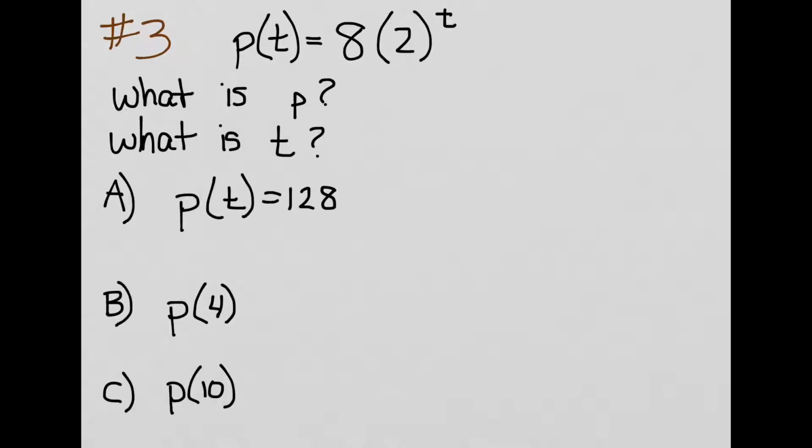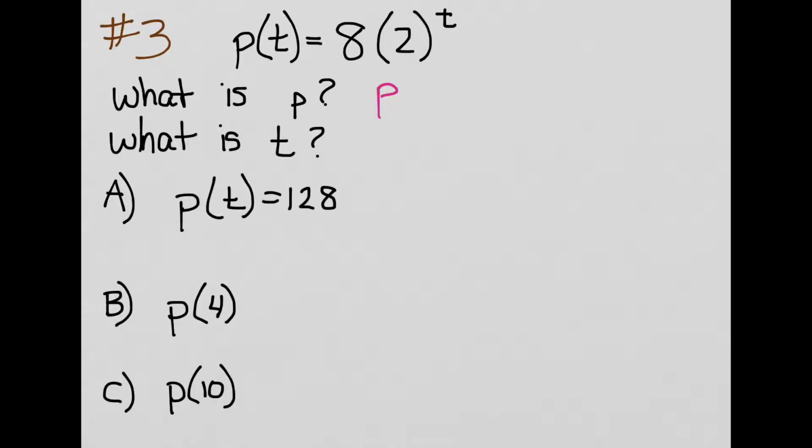Okay, so number 3, Mr. Bagley has developed a population growth model for the rodents in the field by his house. And he has written this function to model the population of the rodents in the field behind his house. So if I describe this, P of t equals 8 times 2 to the t power, first thing I want to know, why P? What does that stand for? Why t? What does that stand for?